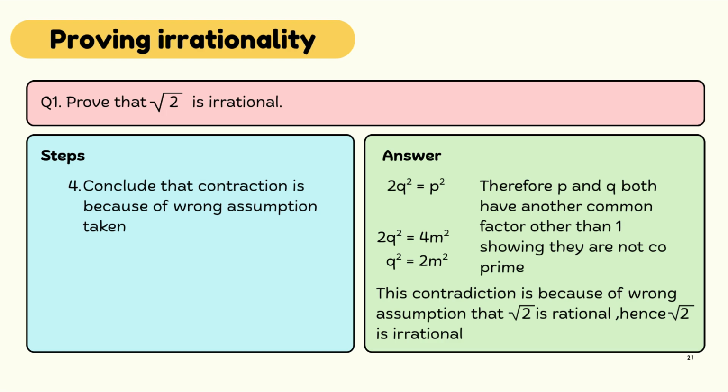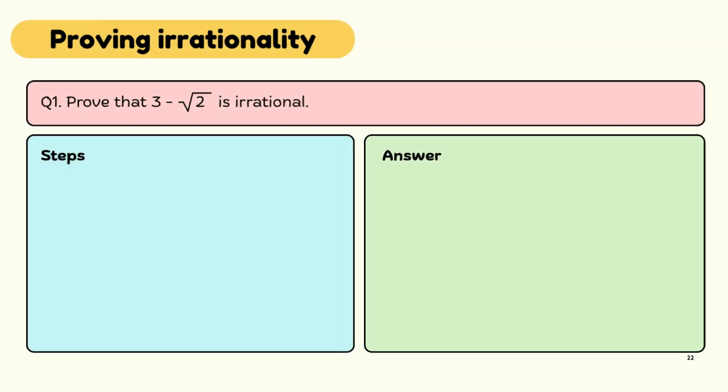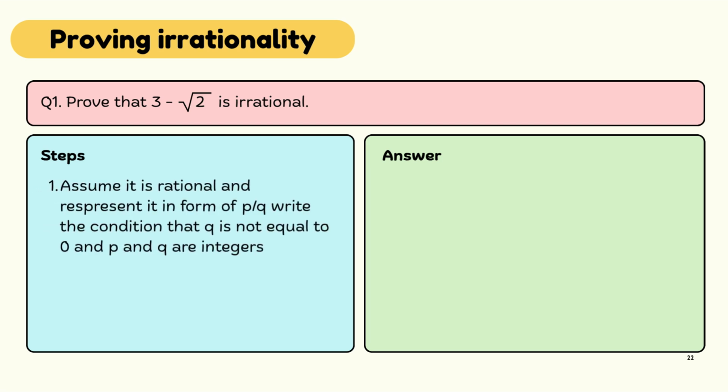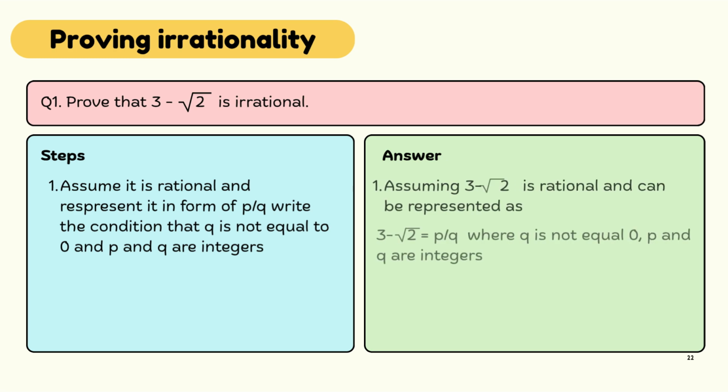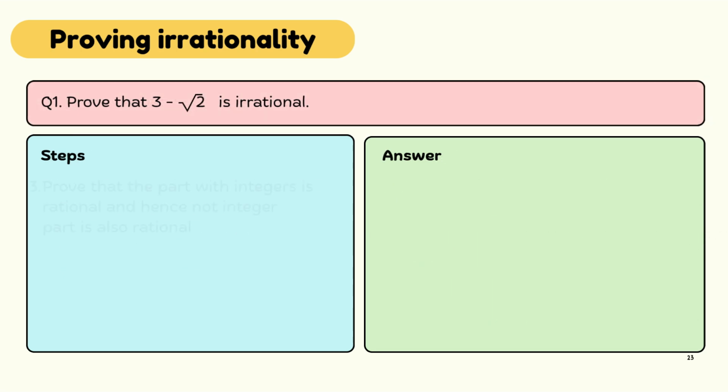We know from our 9th class that any rational number added to or subtracted from an irrational number is also irrational. So if the question says we need to prove that 3 minus root 2 is irrational, how do we go about it? Well, the first step again remains the same, where we assume it is rational and represent it in the form of p by q, and here we consider p and q as integers as the condition. Once we have done that, we rearrange the equation. Here, root 2 will be equal to 3 minus p by q, or (3q minus p) by q.